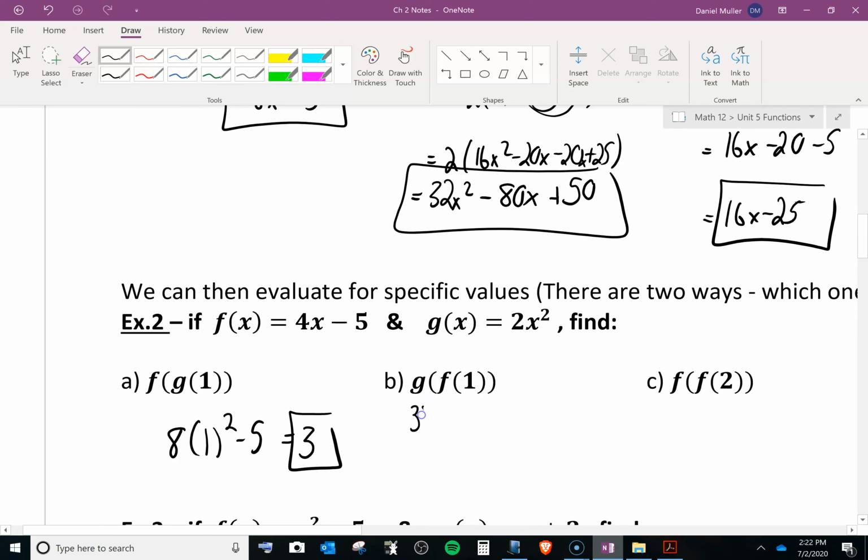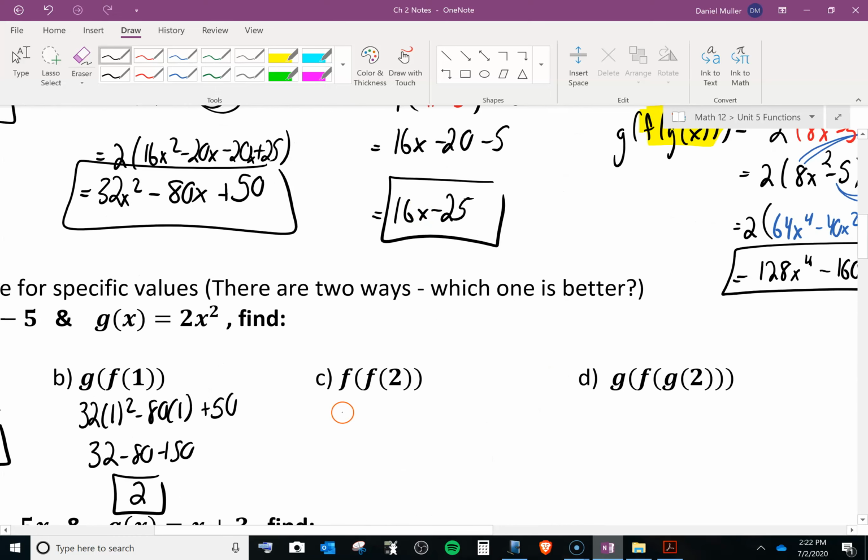For this one, you've got 32, 1 squared minus 80 times 1 plus 50. So that's 1 squared is 1 times 32 is still 32 minus the 80 plus the 50. So 32 and 50, 82 minus 80 is just a 2. And then we already did f of f. You got this. So let's input a 2 into here. So 16 times 2 is 32 minus the 25, which should get you 7.